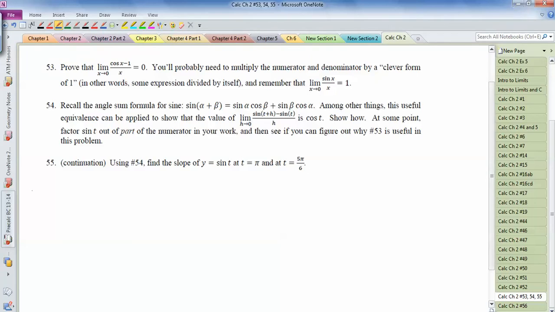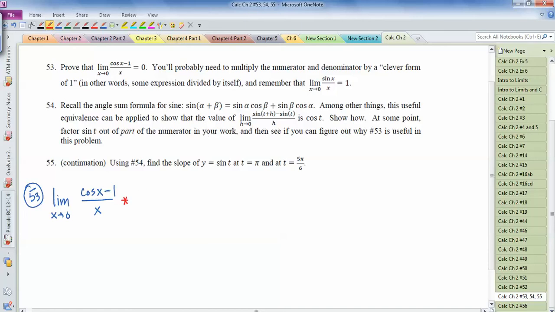So 53 says, let's look at the limit as x goes to 0 of (cos x minus 1) over x. And we're trying to show that that equals 0. Well, you can't just plug in the 0 or else you get cos 0 minus 1, which is 0, over 0, and that's an indeterminate form. So we need to manipulate this somehow.